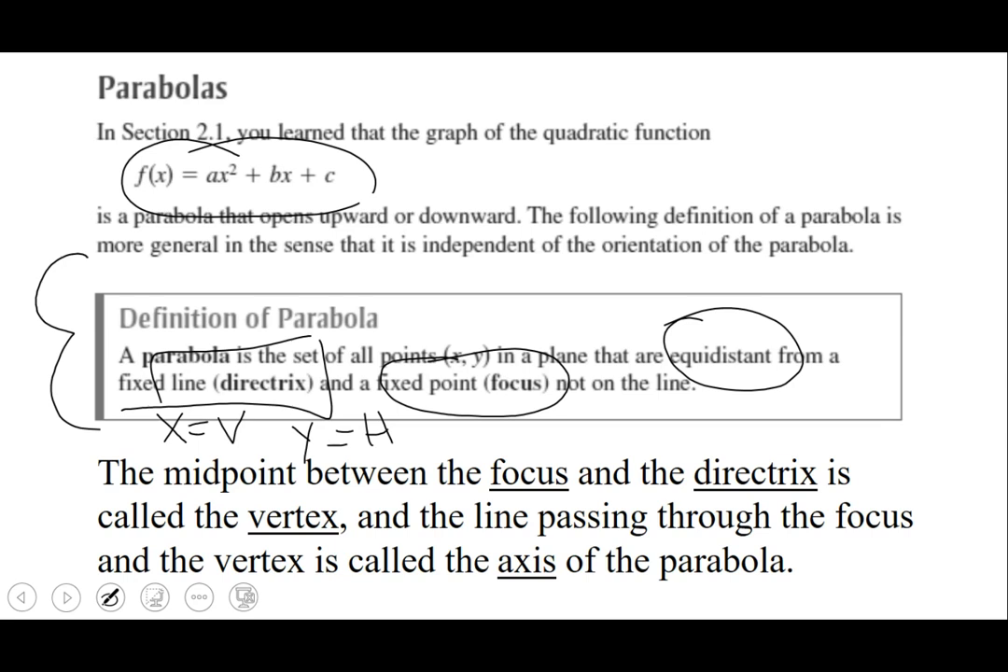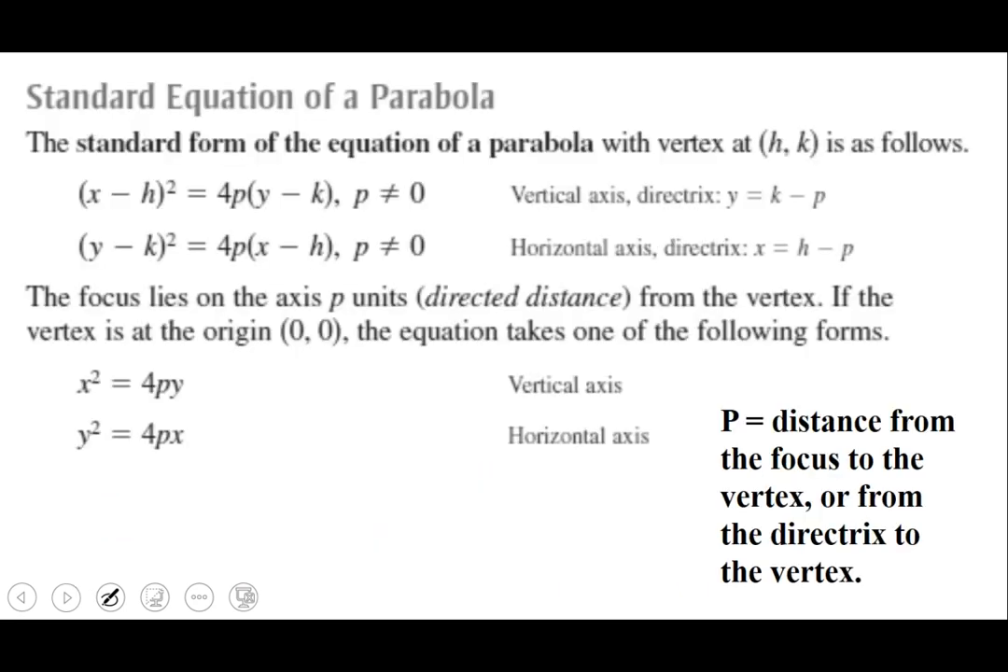So again, some new terminology here, focus and directrix. If you're wondering how it relates to the old stuff, the midpoint between the focus and the directrix, that's where you would find the vertex. And the line passing through the focus and the vertex is called the axis of the parabola, or the axis of symmetry. So that just kind of reminds you of where the old vocabulary meets the new vocabulary.